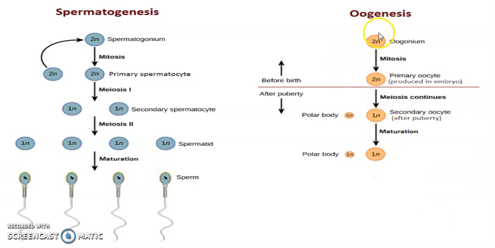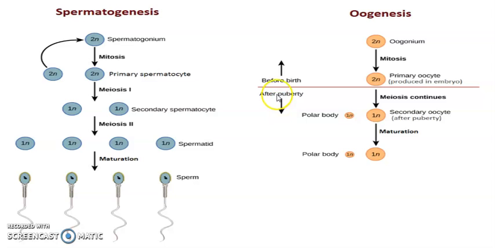Next I show you oogenesis. Here is the oogonium, that is the egg mother cell. First it undergoes mitosis to get a lot of cells, and some of the cells are called the primary oocytes. Now this primary oocyte forms before the birth of the embryo. When the female embryo is born, you already have this type of cell that is called primary oocytes.